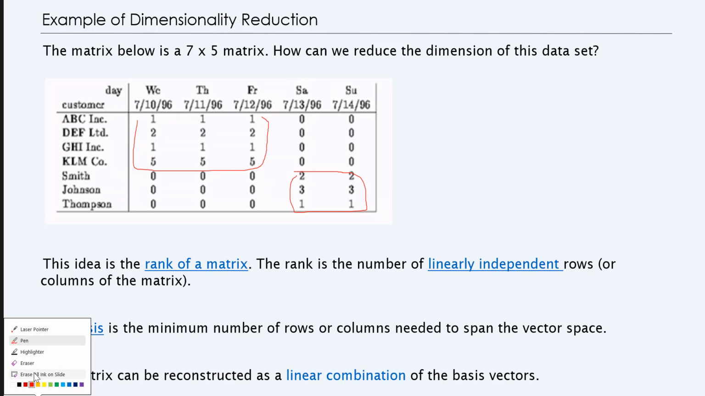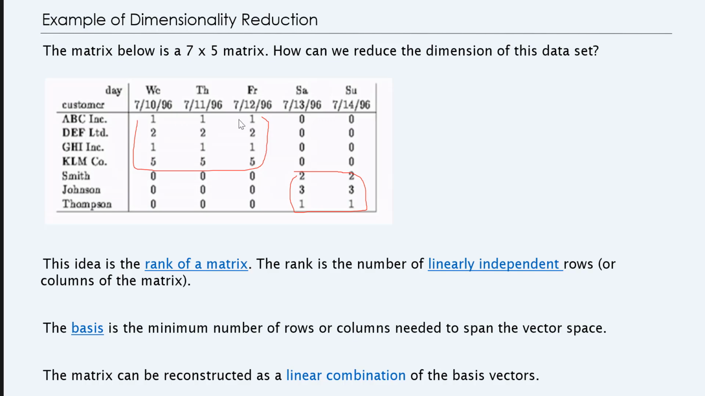Let's go back to the highlight here. Yes. All right. But we cannot observe this easily in a large data set. We need some tools from linear algebra. So we define what's called the rank of a matrix. The rank of a matrix is the number of linearly independent rows that cannot be represented as a combination of the other vectors.